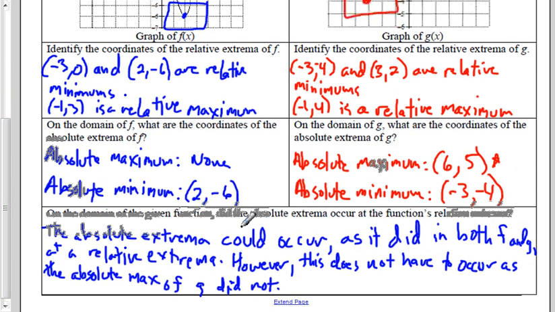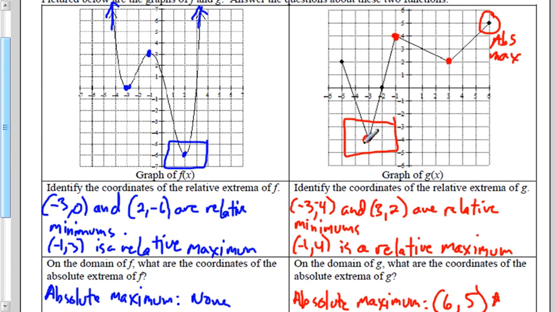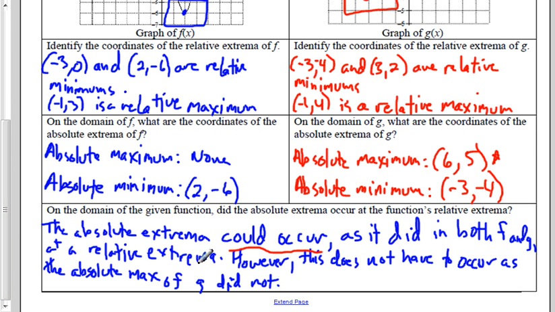On the domain of the given function, did the absolute extrema occur at the function's relative extrema? Well, the absolute extrema could occur there, not always, but it could, as it did in both f and g. The absolute mins just happened to occur where the relative mins were. However, this does not have to occur, as the absolute max of g did not. It was its own point. Again, absolute min and absolute max do not have to increase and decrease or vice versa.